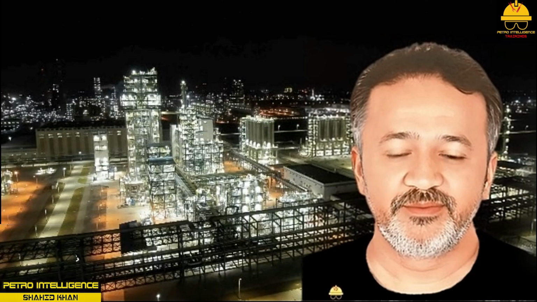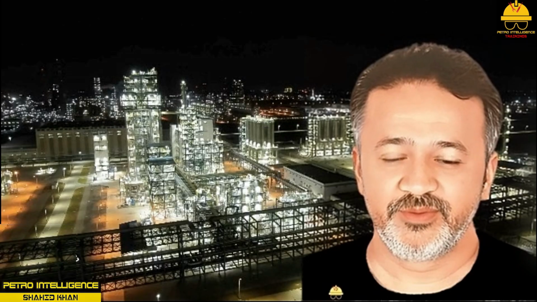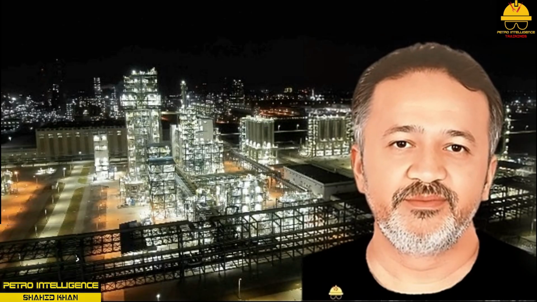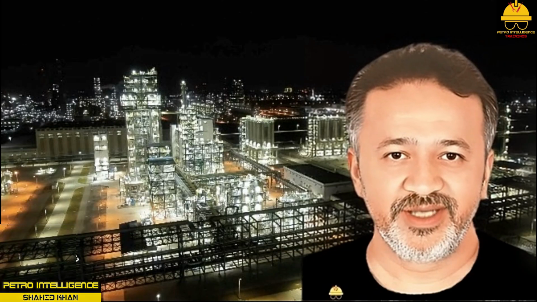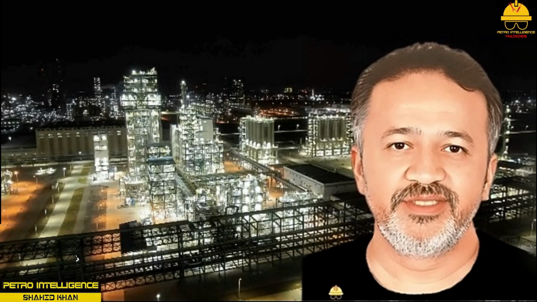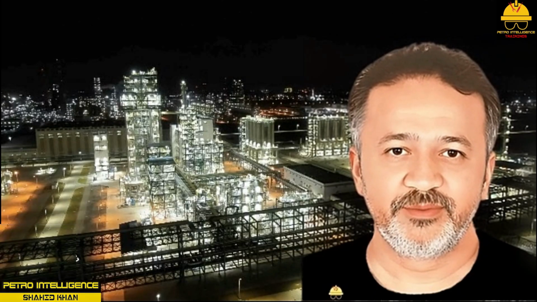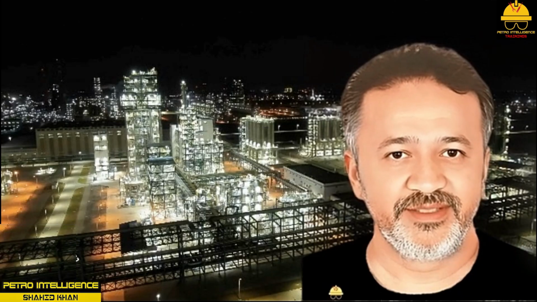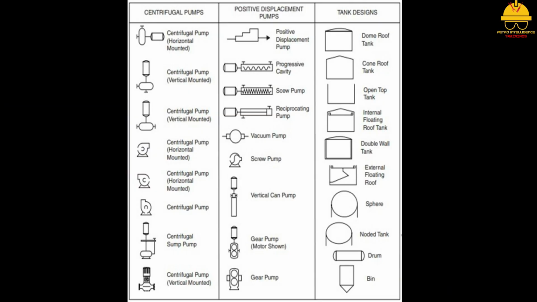Equipment symbols. Pumps and tanks come in a variety of designs and shapes. Process symbols are designed to graphically display the process unit. Common pump and tank symbols can be found in this picture. Tanks may be designed as bin, drum, dome roof, open top, internal floating roof, double wall, cone roof, external floating roof, and a variety of spherical shaped tanks.